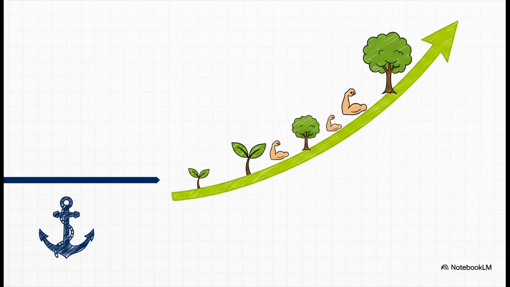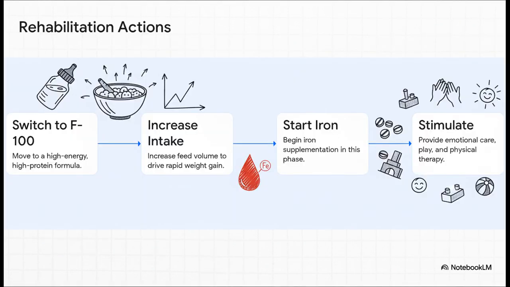The strategy now is to give the body everything it needs and more to rapidly rebuild muscle and fat and get that child back on their proper growth curve. So the playbook changes completely. That starter formula gets swapped for a high-energy, high-protein formula called F100. The amount and frequency of feedings go way up to drive that weight gain. And remember that iron we were avoiding? Now is the time to bring it in. But it's not just about food. What's just as important is providing emotional and physical stimulation, playing, talking, caring, to help the brain recover right along with the body.